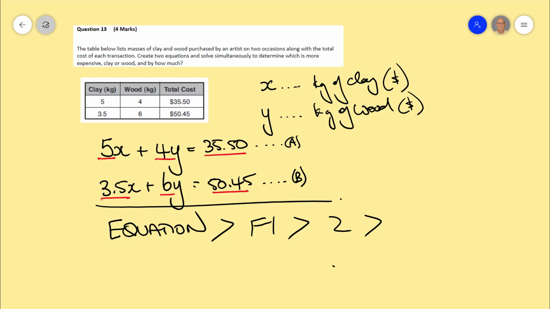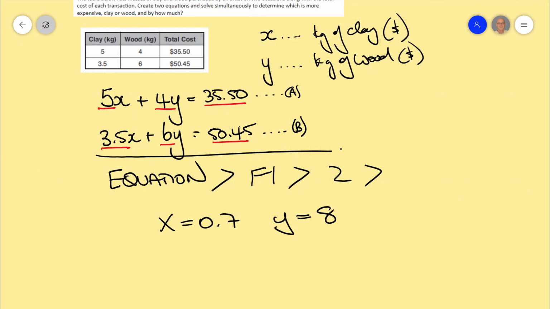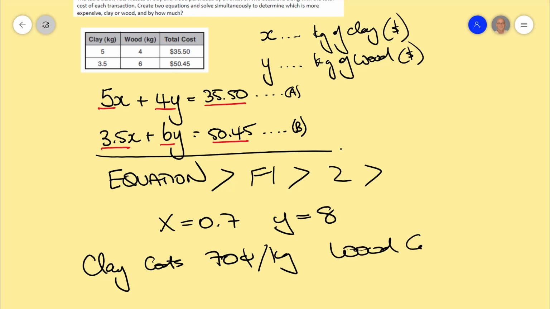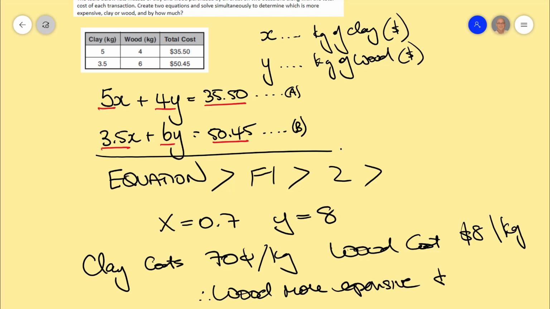So from the GC, okay, we hit solve and we see that X is 0.7 and Y they tell me is 8. Now we do need to translate that into what that means for us. Okay, that we can now see that clay costs 70 cents per kilo, wood costs $8 per kilo. Therefore, wood is more expensive, and it's more expensive by $7.30 a kilo. We've got to tell them how much the difference is.